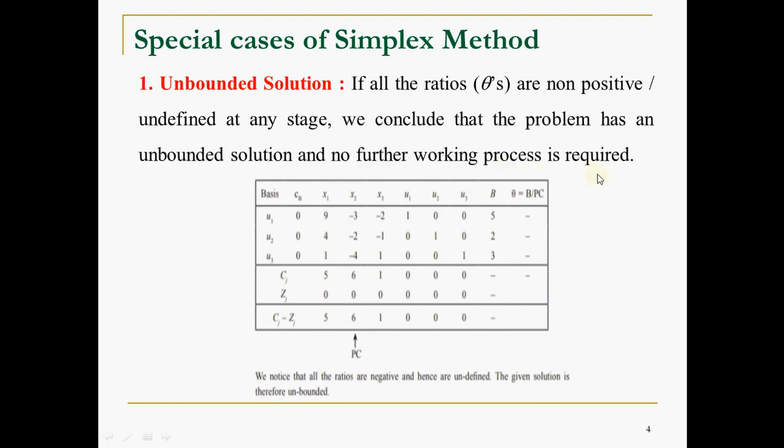What is the solution then? It is unbounded, like in the graphical method. So the problem is unbounded, subject to the constraints. So what is our observation here? We notice that all the ratios are negative and hence undefined. The given solution is therefore unbounded.